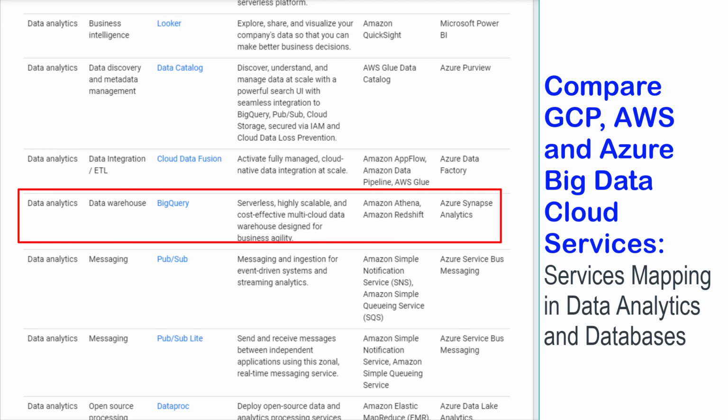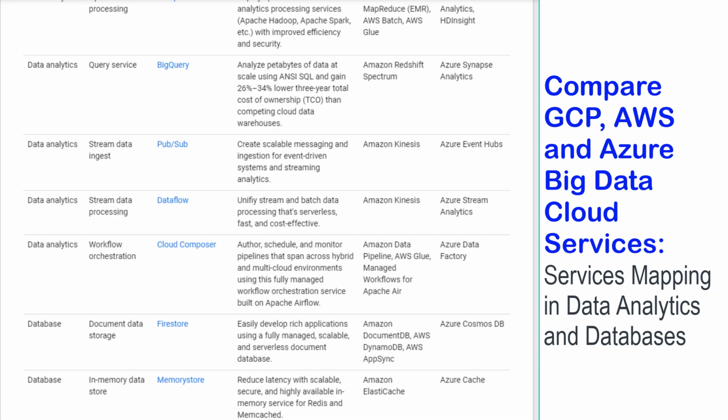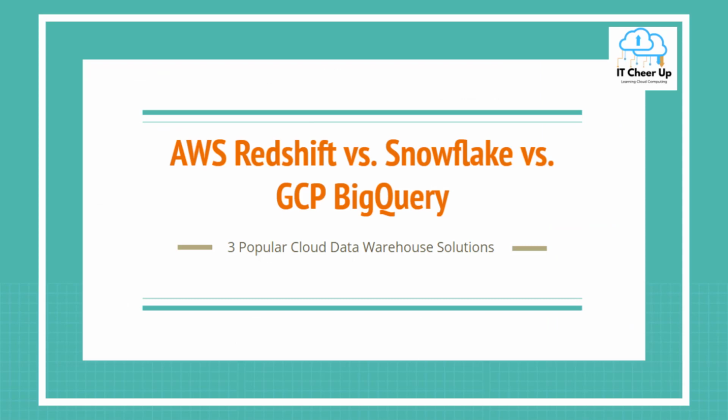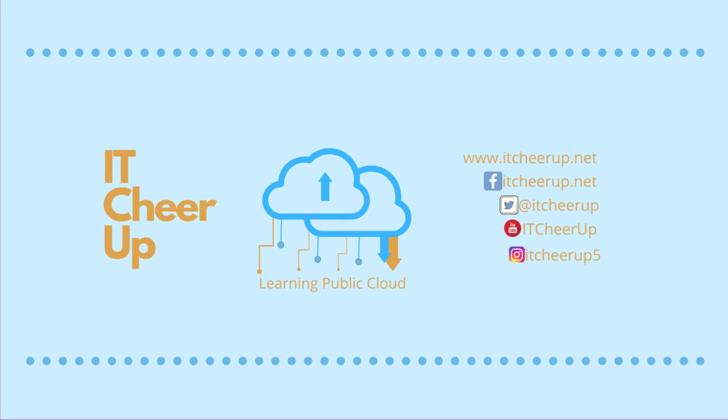GCP BigQuery provides a foundation for ML and AI. BigQuery is completely serverless with an in-memory BI engine and machine learning built in. AWS, on the other side, has predictive analytics in AWS Redshift integrated with SageMaker. You can check the details in my video, 3 Popular Cloud Data Warehouse Solutions: Redshift versus Snowflake versus BigQuery. Stay tuned for the other cloud solutions comparison.